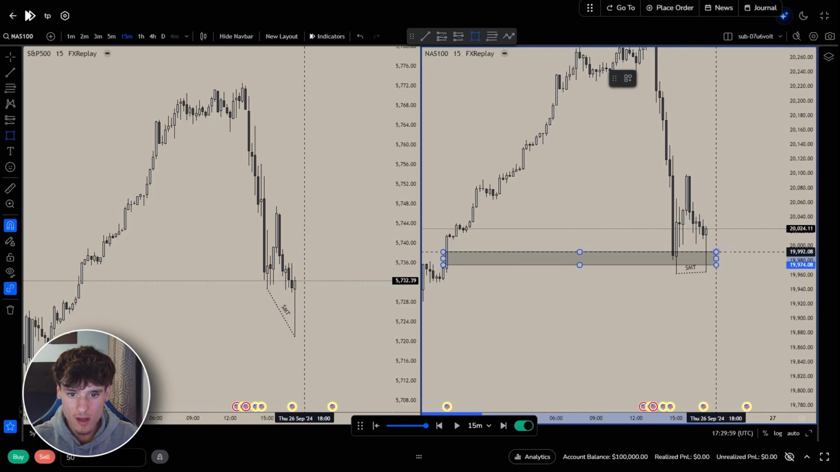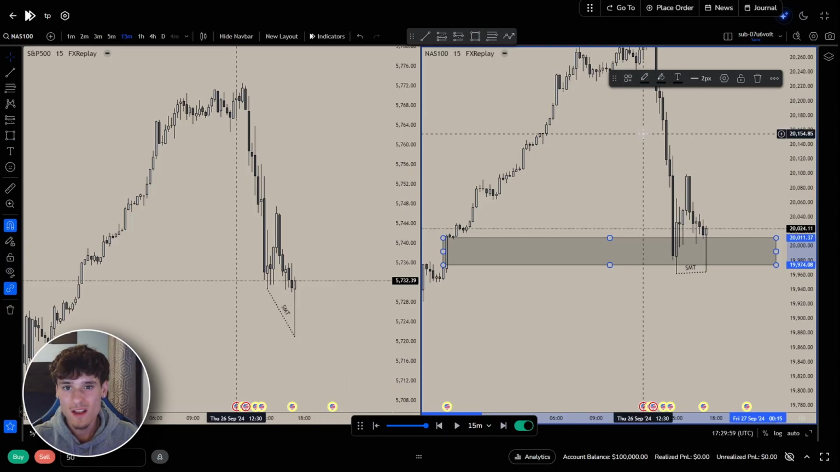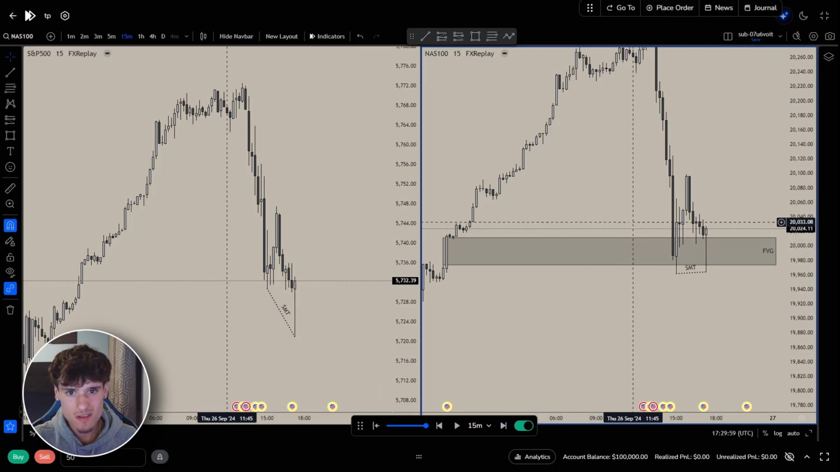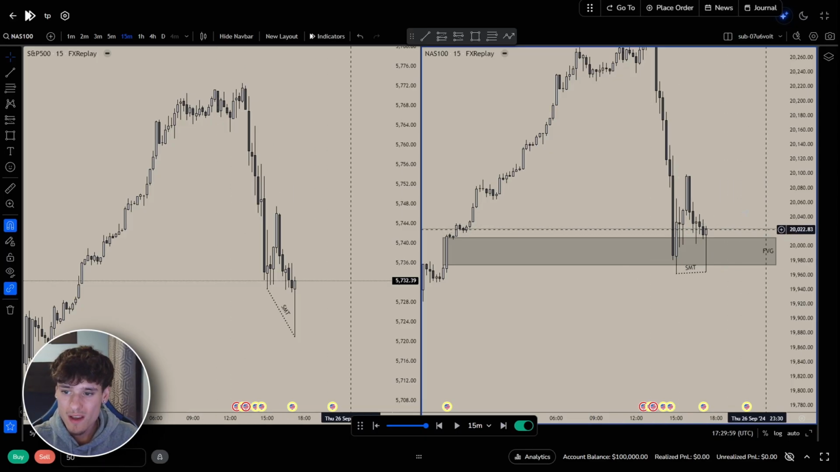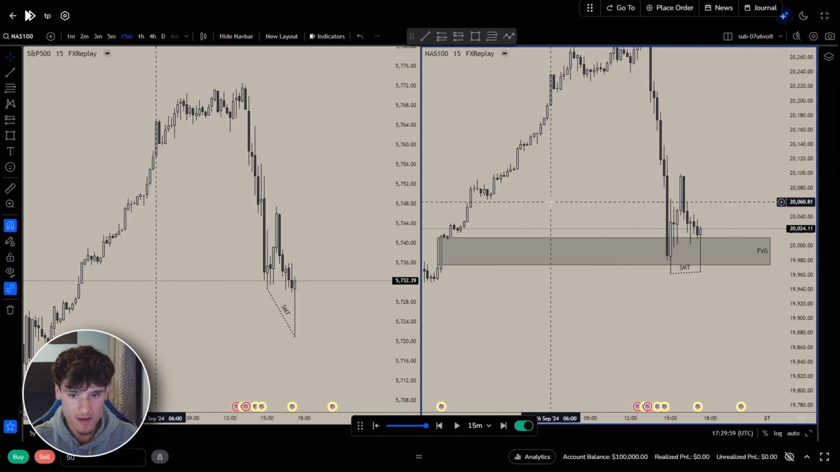Now, big words, I know. It's very simple though, honestly. Very easy to spot with your eye. Then, as I mentioned, on the 15-minute time frame, look for a fair value gap. So fair value gap, SMT, 15-minute time frame.